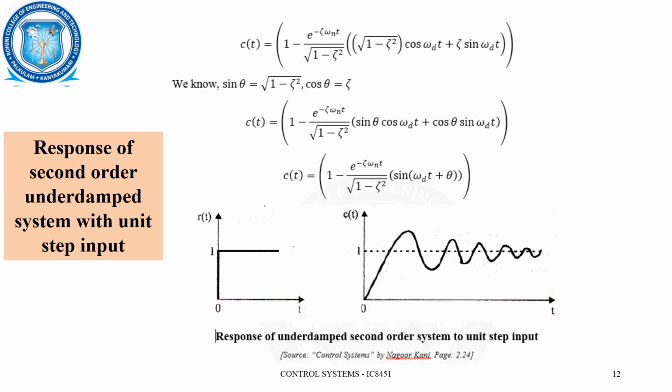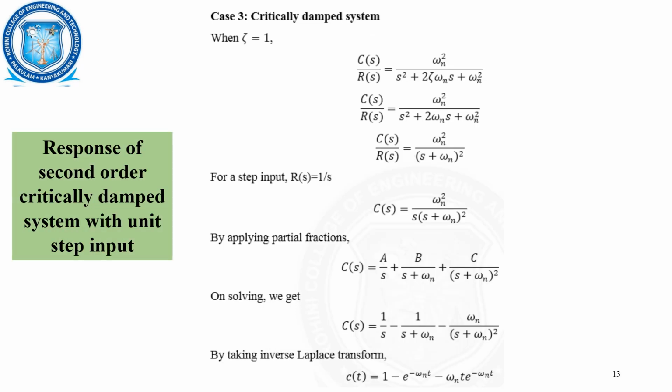Here, we can see that initially there are oscillations, but as time goes on, the oscillation is getting damped and it is going to reach the steady output. This is the response of an underdamped second order system.